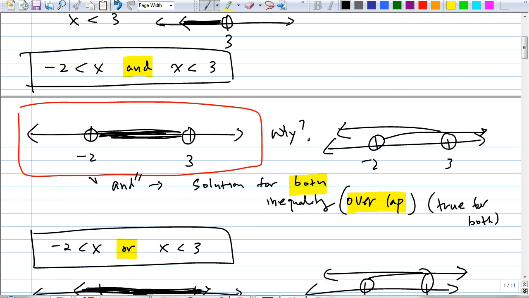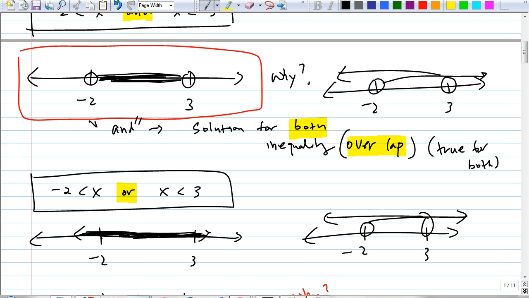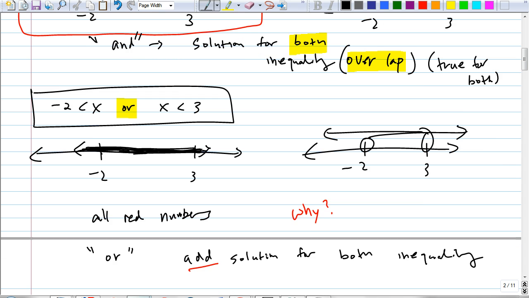All real numbers. Because "or" means they want you to include. I don't want to write "add" because people are actually adding the numbers. That's not what I mean. Include the solution for both inequalities. That's what it means. You know what I'm talking about?